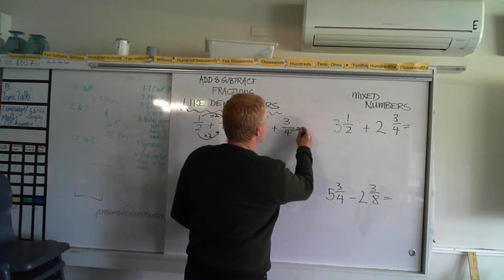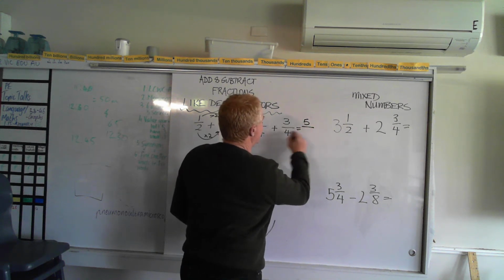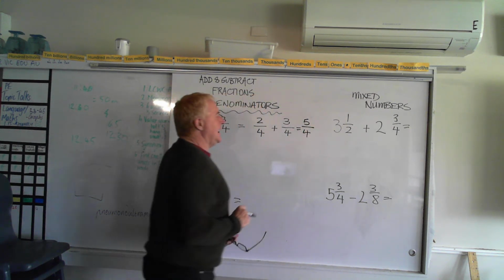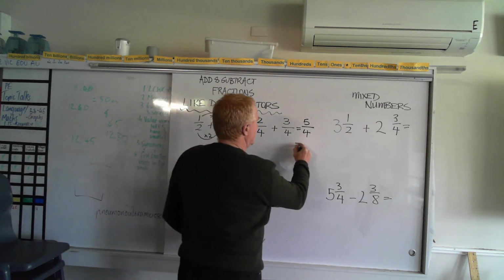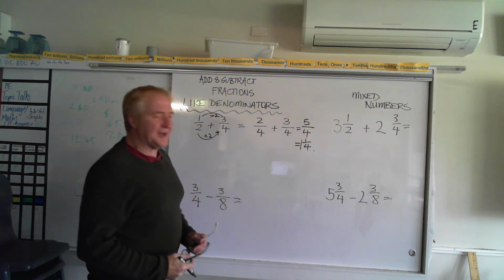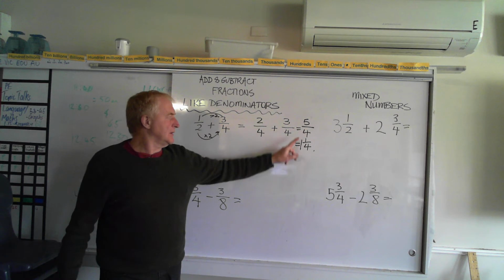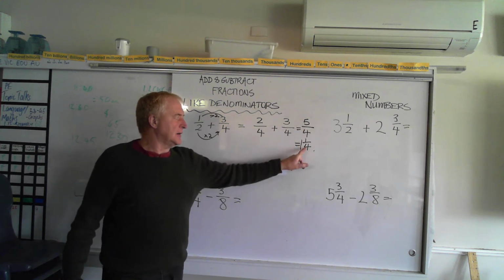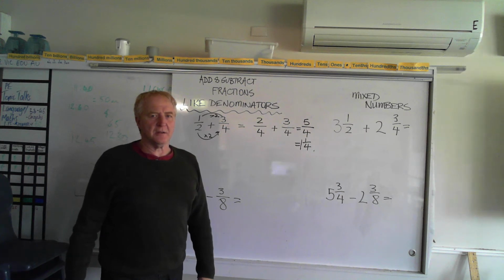Now, we've got like denominators. We've got 5/4. 2 plus 3 is 5/4. And that's an improper fraction. So we turn that into 1 1/4. How do I do that? Of course, 4 quarters make 1 whole. There's your 1 whole. Another 1/4. 1 1/4. That's pretty straightforward.